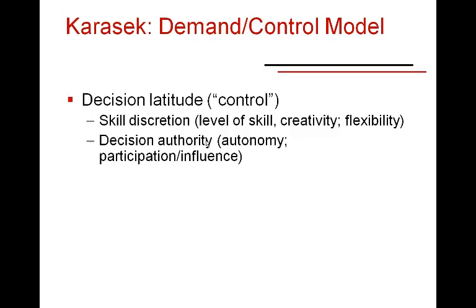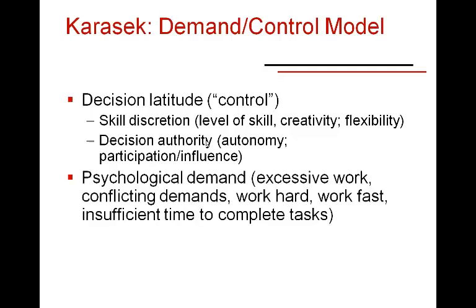creativity, flexibility that you have performing your work. Decision authority refers to things like how much freedom you have to make decisions and how much freedom you have to choose how to perform your work and have a degree of say on the job. The second dimension is the demand dimension, referring to things like excessive amounts of work, whether you experience conflicting demands, whether the work is paced at a difficult pace and you have insufficient time to complete tasks, etc.